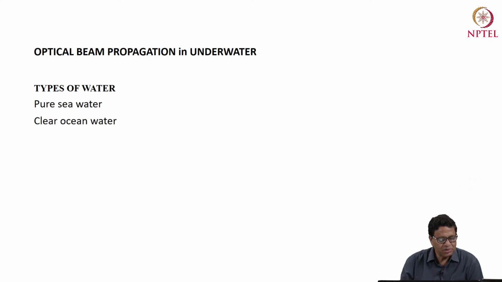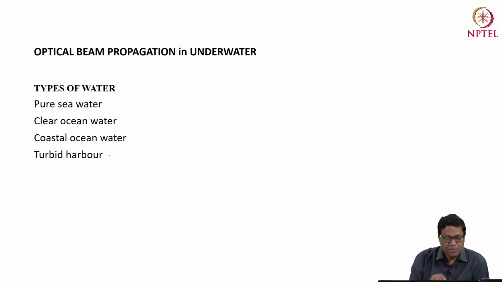You have clear ocean water, where you have high concentration of dissolved salts, and then you have coastal ocean water, where you have still higher concentration of dissolved salts, and then you have turbid harbor, where you have high concentration of dissolved salts and also suspended particles. If you want to communicate in turbid water, it is very, very difficult because of suspended particles, a lot of scattering and a lot of absorption happening. So it's a challenge for communicating in turbid harbor kind of water.